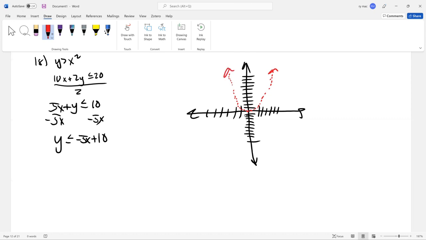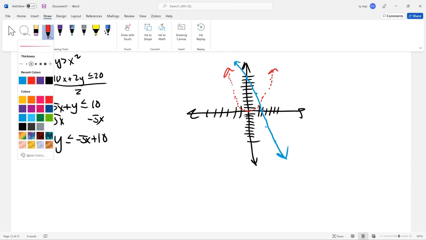Then my other one, my blue, starts at 10 and then goes over 1, down 5. 1, 2, 3, 4, 5. So something like that. And this one is solid because it's a less than or equal to sign. And I did forget the shade.